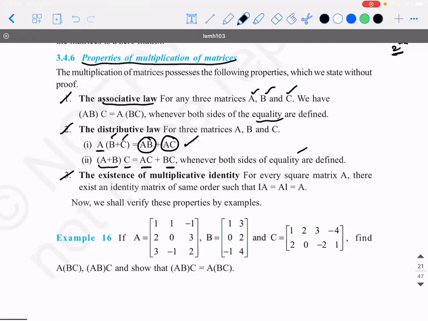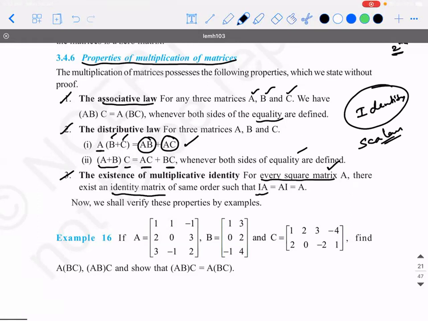Then what about the multiplicative identity? For every square matrix, you cannot have it for every matrix. Multiplicative identity means you need an identity matrix. By default, it is a scalar matrix. For every square matrix A, there will exist an identity matrix of the same order such that the product of I and A is the same as A into I, which is the same as A. This is the only place where the commutative law also works.